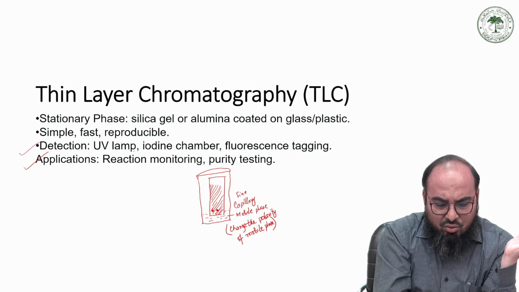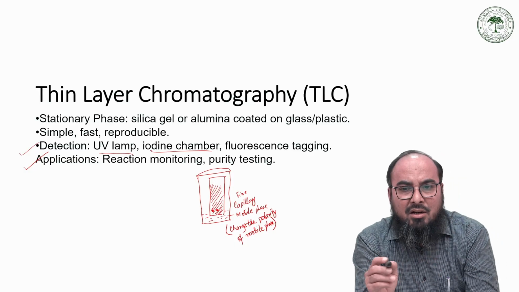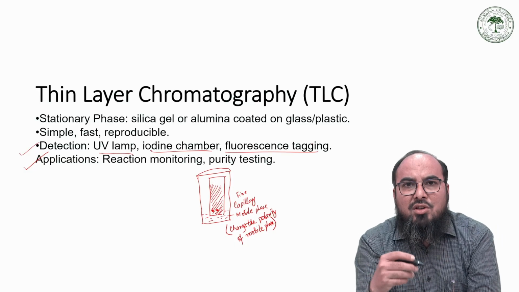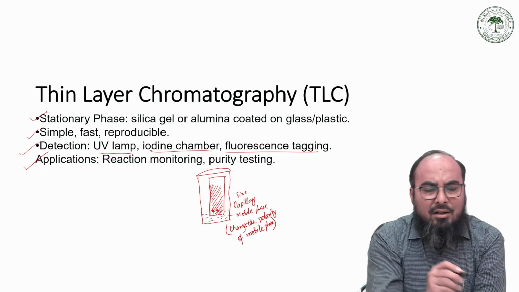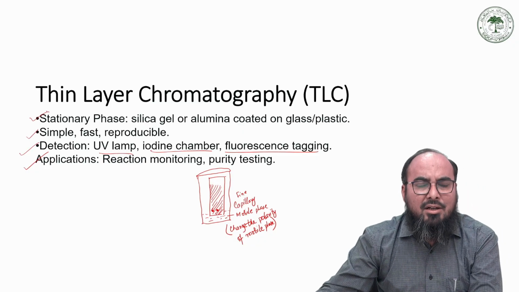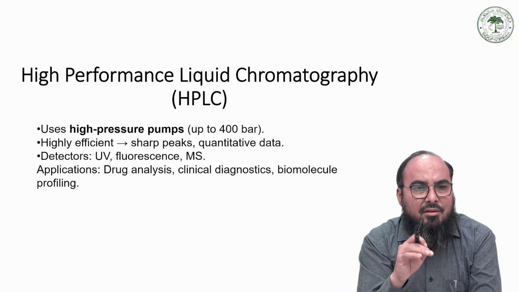So you can use a UV lamp, or you can use an iodine chamber. Sometimes you can also use fluorescence tagging by adding a certain fluorescent agent, so that you can get a good fluorescent peak.